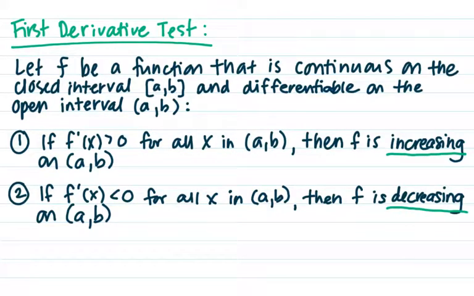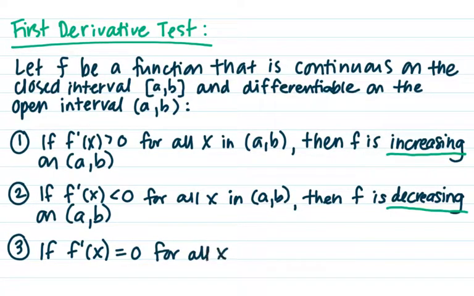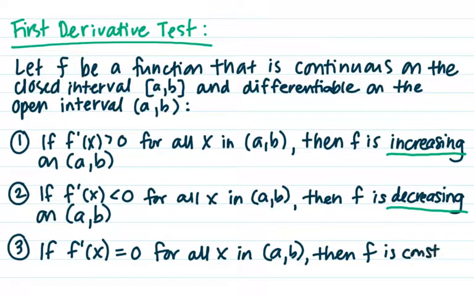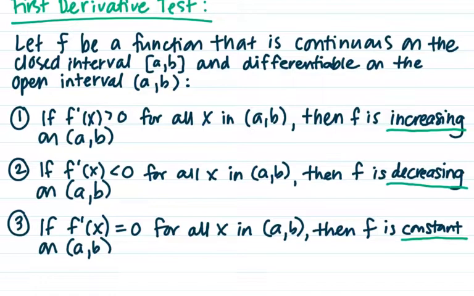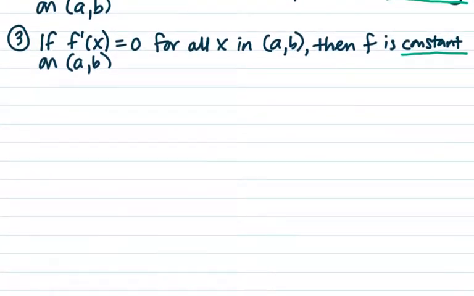And lastly, I'm sure you can guess what the third one is. If the derivative is simply 0 for an entire interval, we now know that this means the function is constant on that interval. Okay, so this is our first derivative test. It helps us figure out what the original function is doing based on the derivative sign.